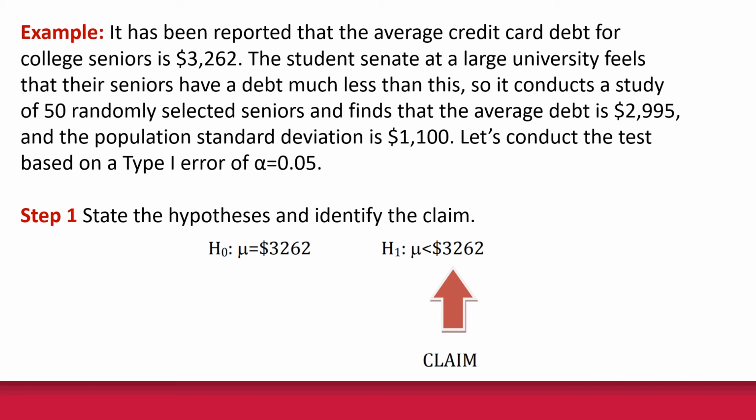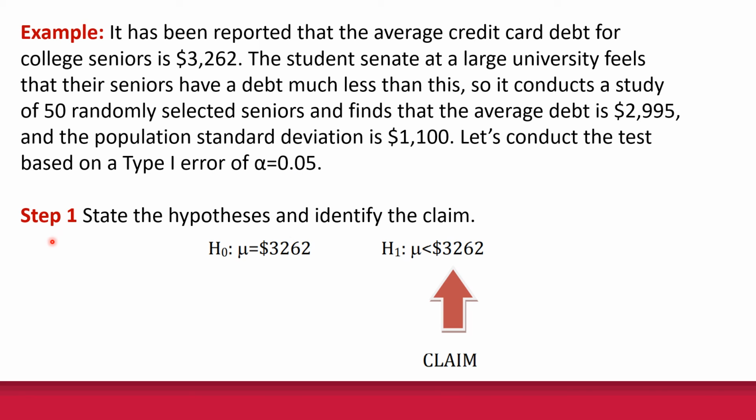So let's take a look at an example and see how you apply this. It's been reported that the average credit card debt for college seniors is $3,262. The student senate at a large university feels that their seniors have a debt much less than this. So it conducts a study of 50 randomly selected seniors and finds that the average debt is $2,995. And the population standard deviation is $1,100. So let's conduct this test based on a type 1 error of alpha equals 0.05. So this would be at the 95% level.